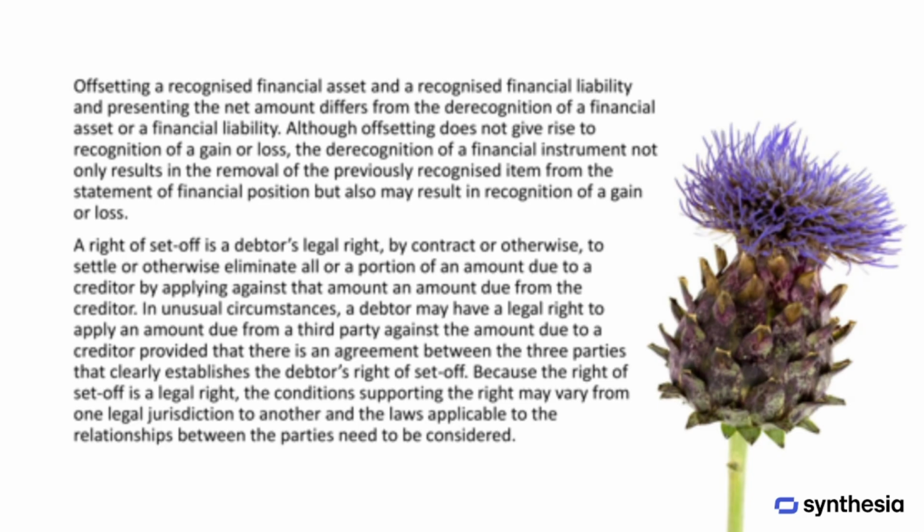Offsetting a recognized financial asset and a recognized financial liability and presenting only the net amount is different from derecognizing a financial asset or liability. When an asset and a liability are offset, no gain or loss is recognized. In contrast, derecognition removes the previously recognized item from the statement of financial position and may also result in recognition of a gain or loss.